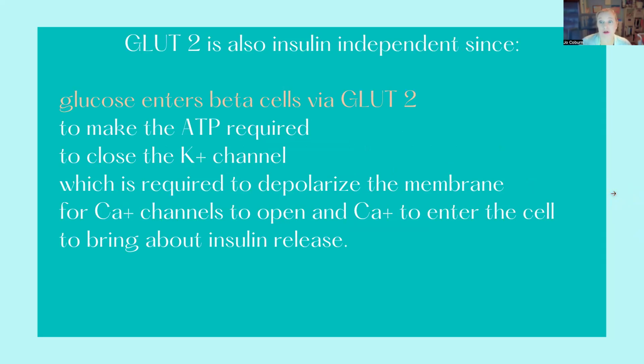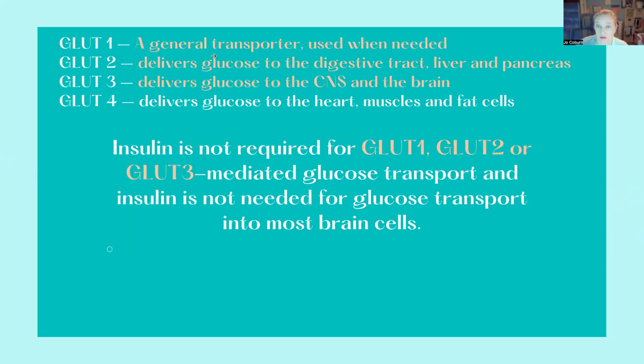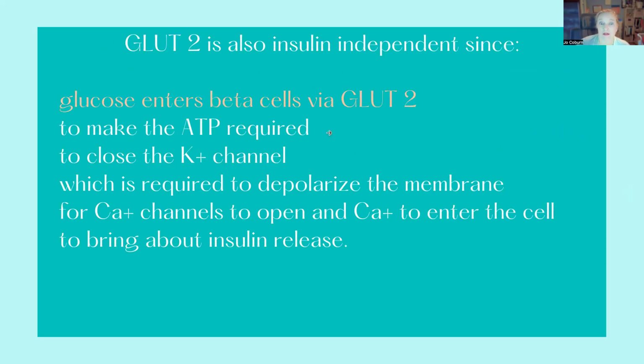So GLUT2 is also insulin dependent, all right? Since glucose enters beta cells via GLUT2, right? So GLUT2 works on the pancreas, digestive tract, and liver. So if the pancreas needs glucose, right? So glucose is going to enter the beta cells via GLUT2.